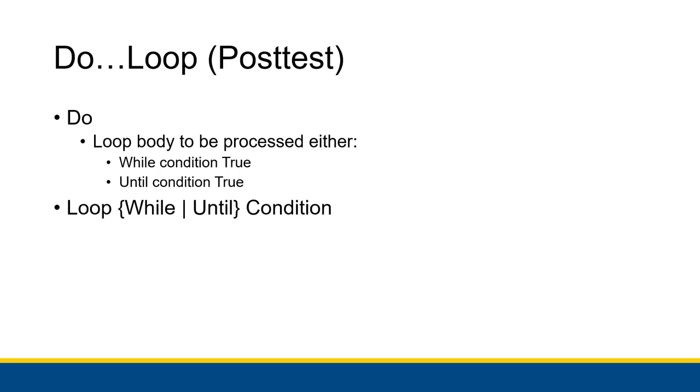All right, so now, after all of that, we're moving into the post-test loops, which should be pretty simple, now that we have all the knowledge from the pre-test loops, right? So you start with do, and then you have your loop body, which is processed either while the condition is true or until the condition is true. You know, while the until condition is false. But you say do, and then you have a loop body, and then loop while condition, or loop until condition, where condition is a Boolean expression.